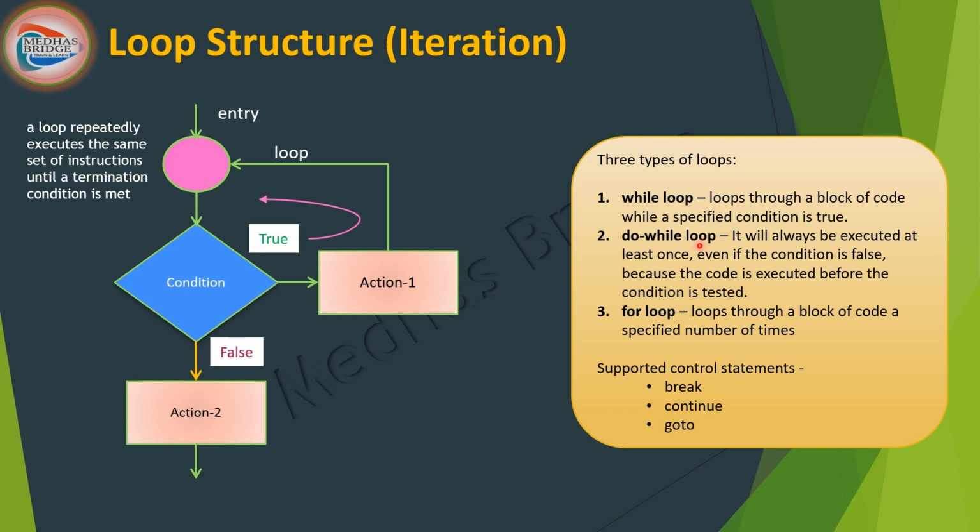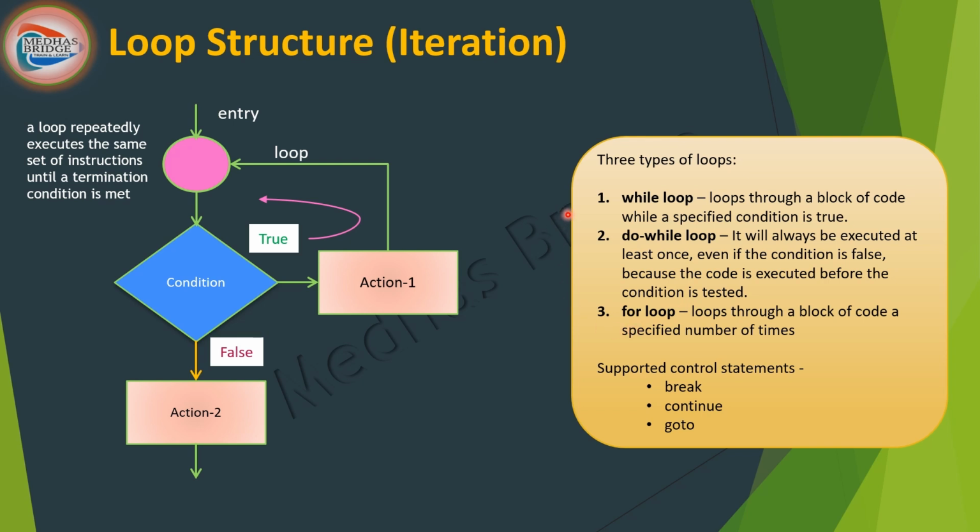Do while is the other way around. It will always be executed at least once, even if the condition is false, because the code is executed before the condition is tested. In a while loop, we first check the condition and then do the rest. In the do while, we put the condition at the end, so within the block the loop executes once and then checks the condition. So at least one execution is guaranteed for the do while, but with the while loop you first check the condition. If the condition is false, you just terminate, completely skipping the loop.